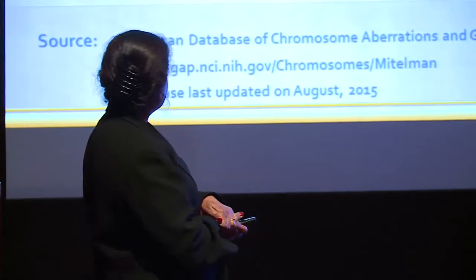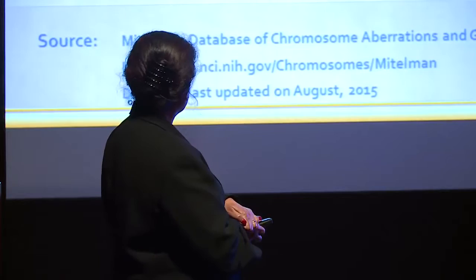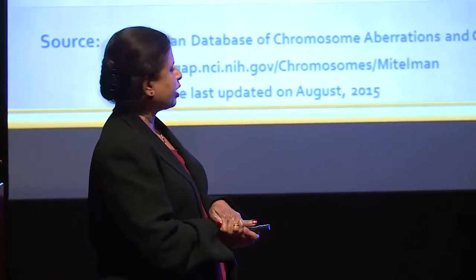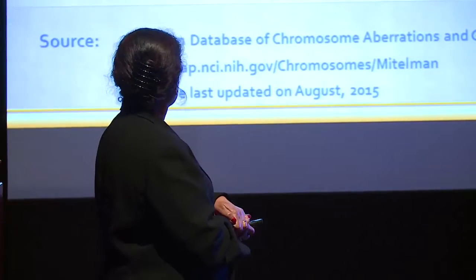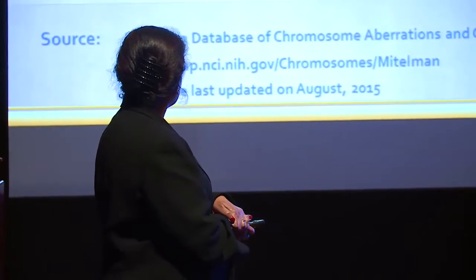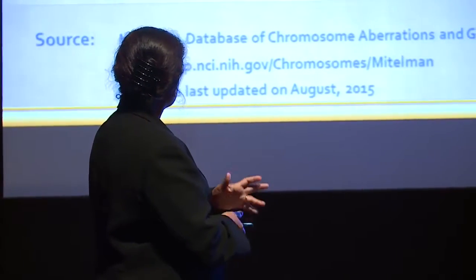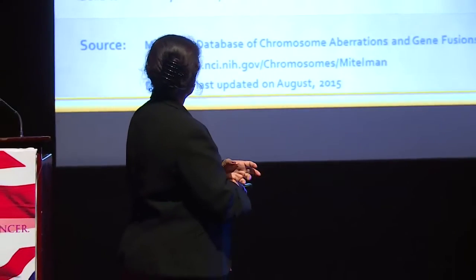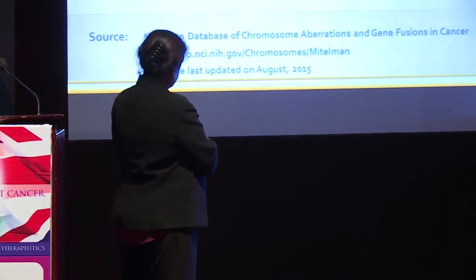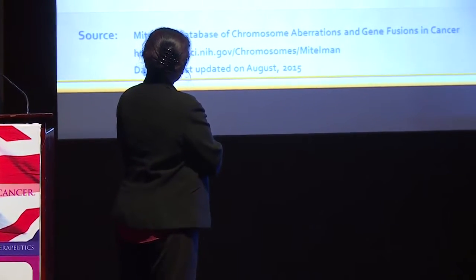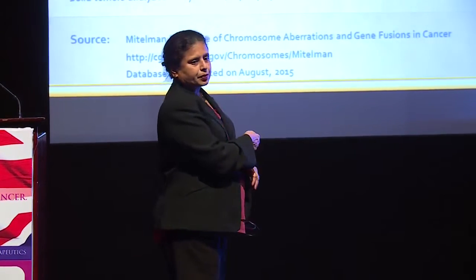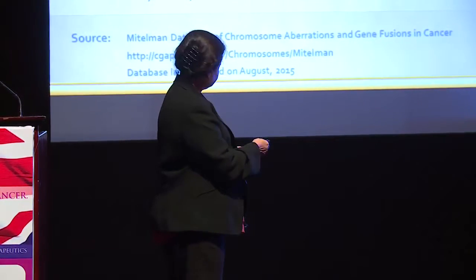So as of August 2015, a total number of close to 66,000 cases have been reported, with about 10,000 gene fusions identified. However, as you can see, it's very disproportionate. The number of hematological malignancies analyzed is close to 74%, whereas solid tumors is only 26%. And this is very disproportionate to the incidence.